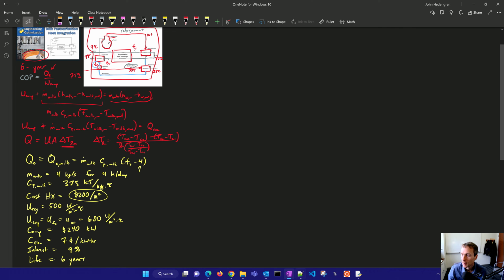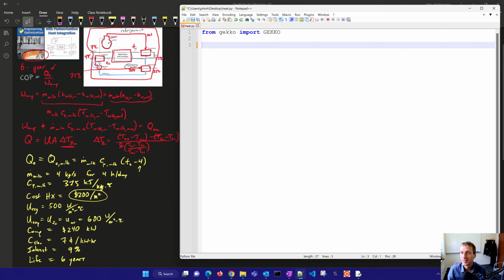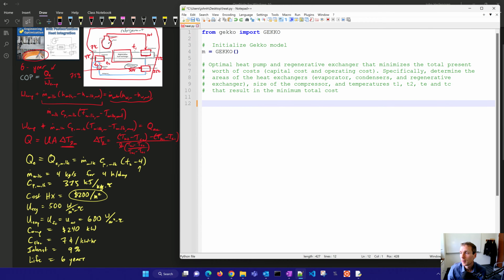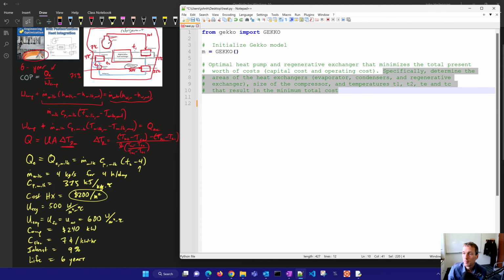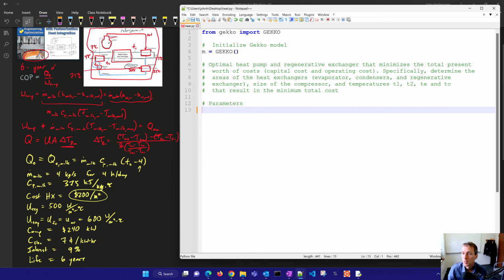Okay, there we go. We got most of it in there. All right, so we want to initialize our model, and then this just gives a little bit more about determining the areas of the heat exchanger, the evaporator, condensers, and regenerative exchanger, the size of the compressor, the 4 temperatures that result in the minimum total cost. So we have some parameters here.